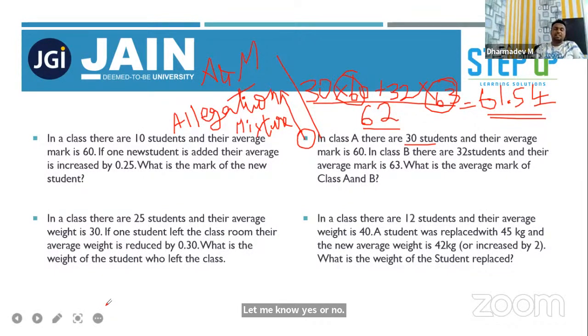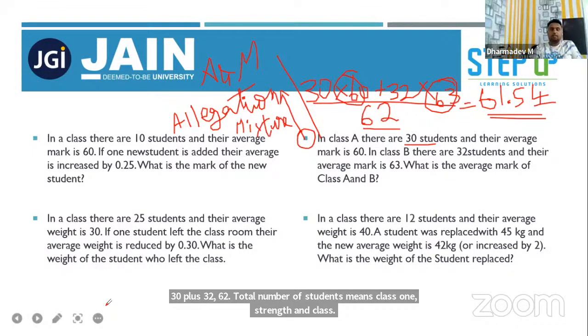30 plus 32 is 62. Total number of students means class 1 strength and class 2 strength. 30 students, 32 students. 30 plus 32, 62. Okay.